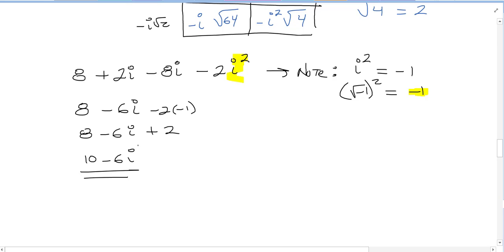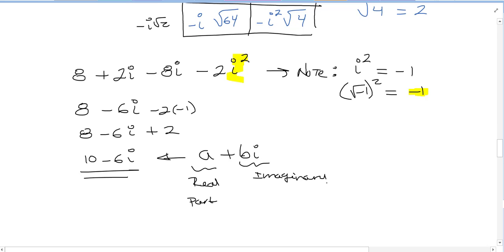And is it in the form that we were asked to put it in? We were asked to put it in a plus bi. Yes, the real part is first, right? In the complex number, this is the real part, and bi is the imaginary part. So that is okay. We have the real part is 10, and the imaginary part is minus 6i.